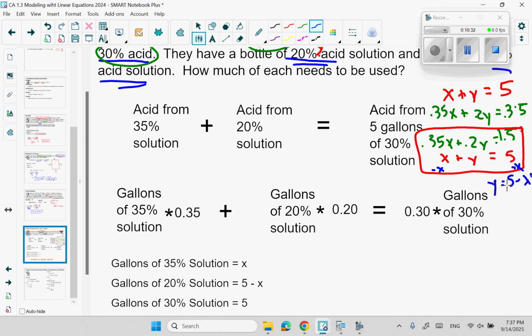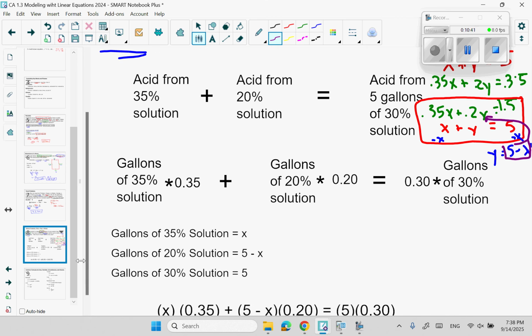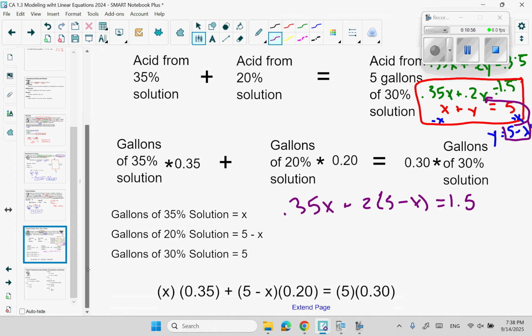So I can take this entire 5 minus x and plug it in for the other y. So we get something to the effect of 0.35x plus 2 times 5 minus x equals 1.5. The nice thing about this equation here in purple, as I have the rough sketch right there, is I only have x's now. So I can distribute the 2. So 0.35x plus 10 minus 2x equals 1.5.